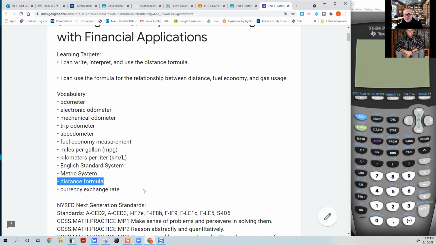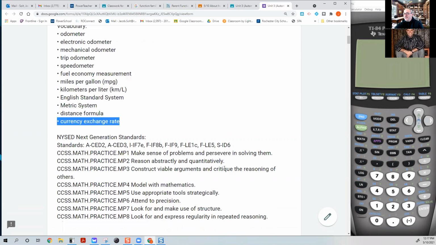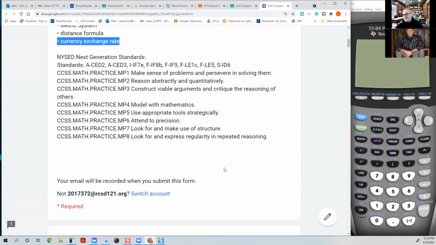We'll be looking at a distance formula. That's distance equals rate times time. I'll be doing all sorts of little manipulations with that. And then we'll also be looking at currency exchange rates. We use the US dollar here in the US. Other countries have their own money, believe it or not. And you sometimes need to convert dollars into pesos or dollars into Canadian dollars in order to figure out what things are worth.